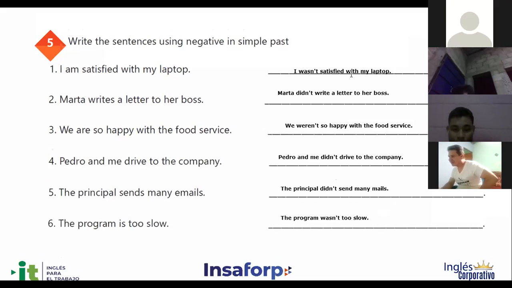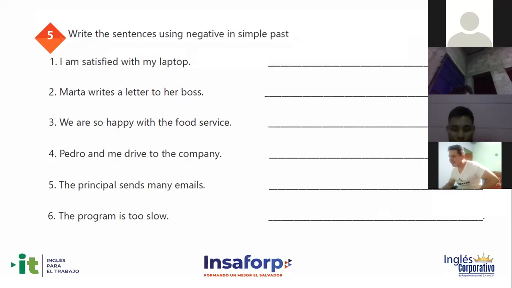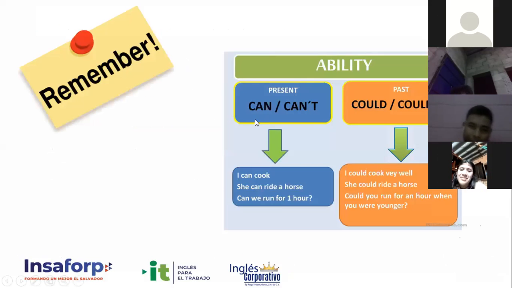Finish. Ok. Next activity. Okay, remember, the past of can is could. In the present is can, negative can't. In the past is couldn't. Could, couldn't. Example, in the present, I can cook. In the past, I could cook very well. She could ride a horse. In the past, she could ride a horse when she was little.